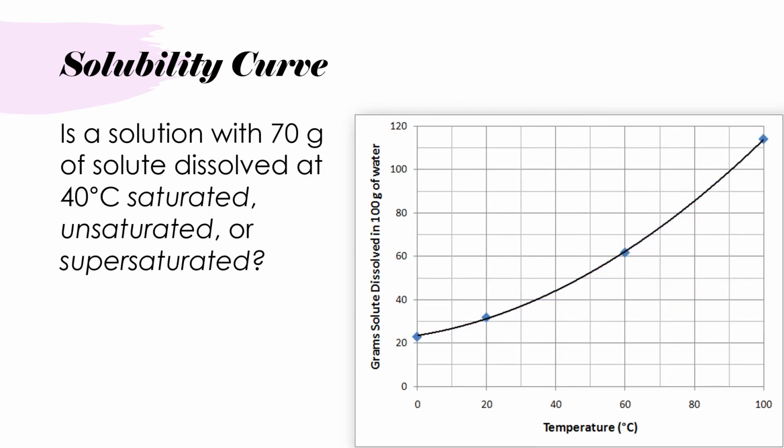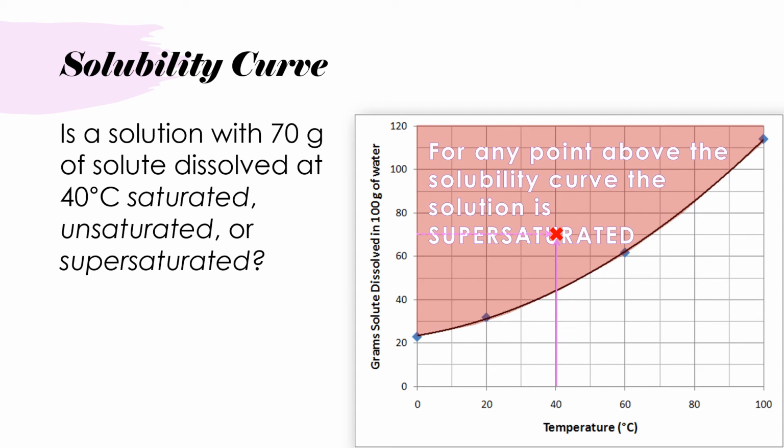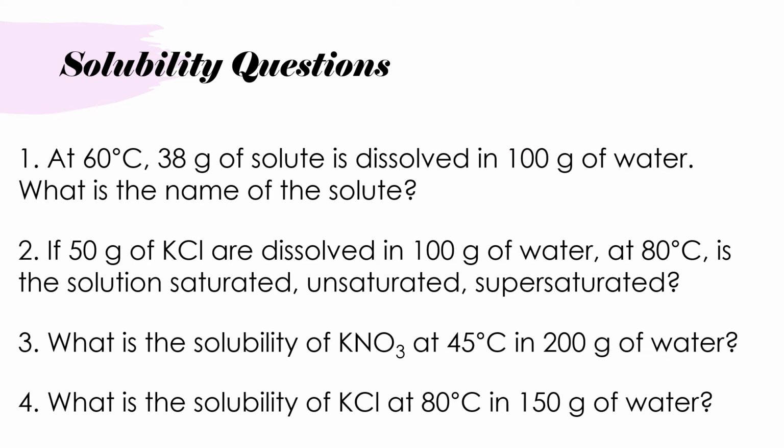Is a solution with 70 grams of solute dissolved at 40 degrees Celsius saturated, unsaturated, or supersaturated? Remember, we must plot our point first. So 70 grams meets 40 degrees Celsius. We have our point. That point is above the graph, so it's considered to be supersaturated. Remember, for any point above the solubility curve, the solution is considered to be supersaturated. So these questions are going to be answered on the next slide.